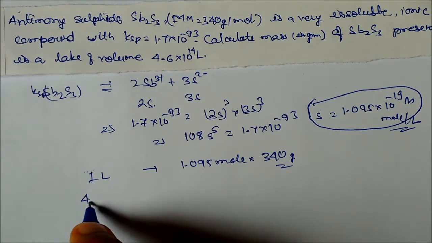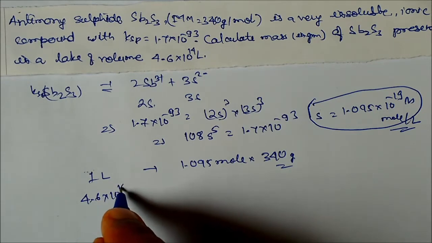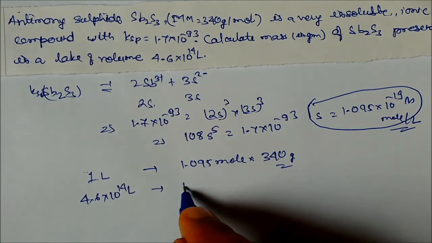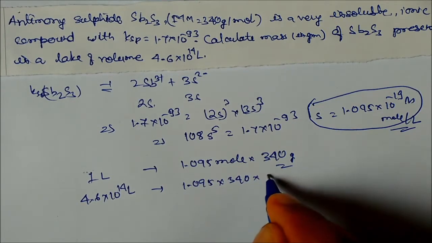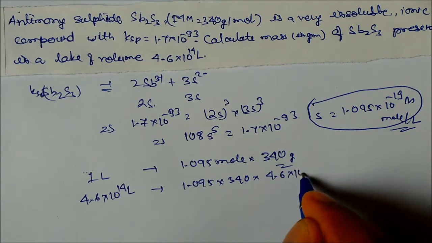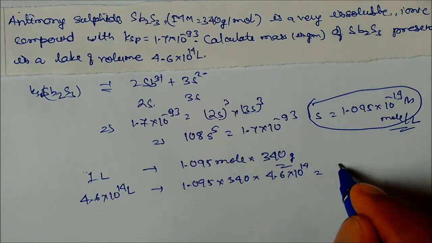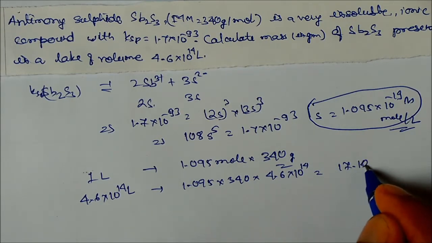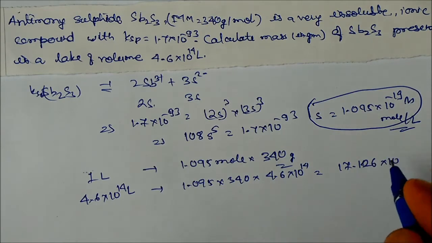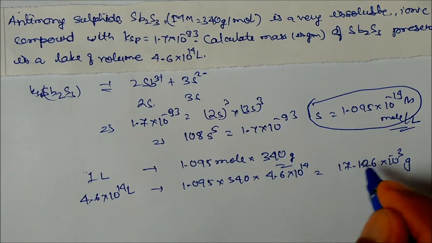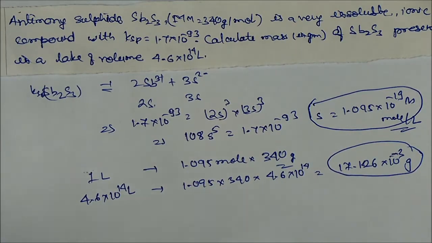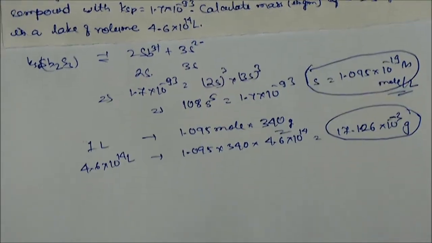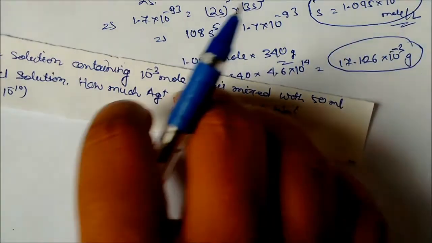For 4.6 into 10 to the power 14 liters we require 1.095 multiplied by 340 and multiplied by 4.6 into 10 to the power 14. So we will get a total of 17.126 into 10 to the power minus 3 gram. This is the answer: this many grams of antimony sulfide are soluble in the lake. Now we'll see the next problem.